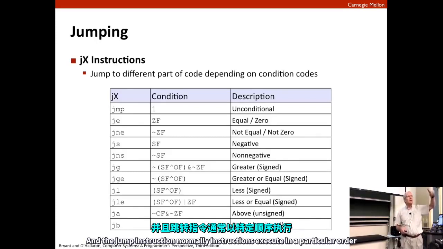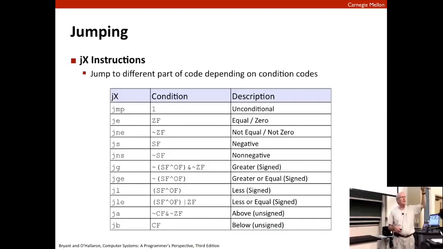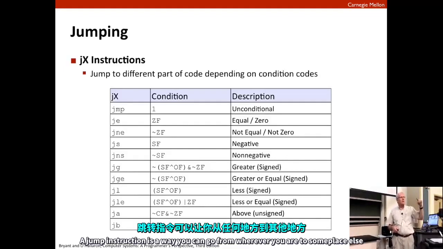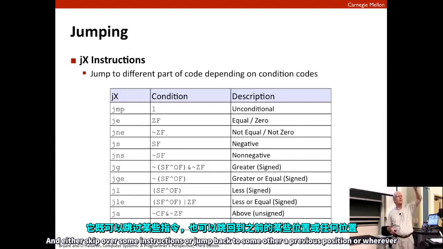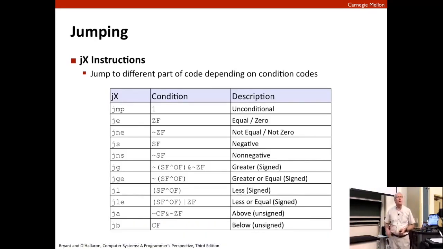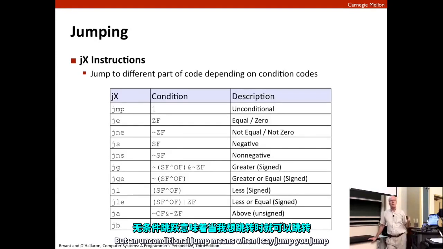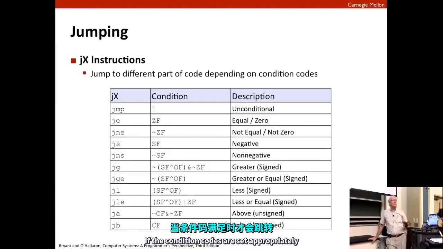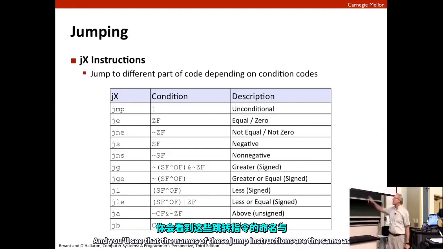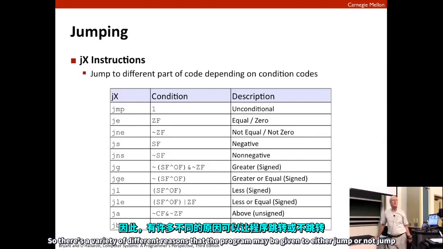Normally instructions execute in a particular order, just like when you're writing a program and you write a series of statements, they execute one after the next. A jump instruction is a way you can go from wherever you are to someplace else and either skip over some instructions or jump back to some other previous position. And there's 2 kinds of jumps. Ones that are unconditional, meaning when I say jump, you jump. But there's others, conditional jumps, that will only do that jumping if the condition codes are set appropriately. And you'll see that the names of these jump instructions are the same as the set instructions with the same conditions. So there's a variety of different reasons that the program may be given to either jump or not jump.